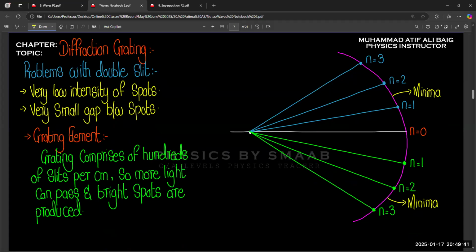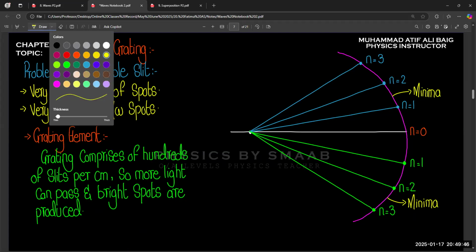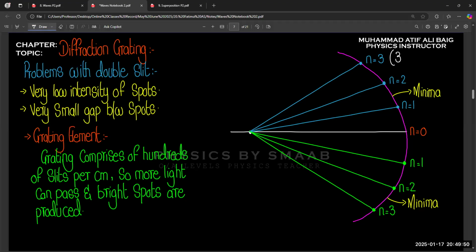Okay, I will write down over here. N represents the order. For example, if we use n equals 3, so 3 means third order maxima. In the same way, n equals 1 means first order maxima, second order maxima, third order maxima, right? Like this. Okay, and the same we can write for minima. So n represents order.